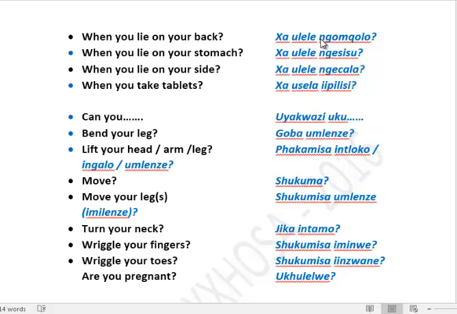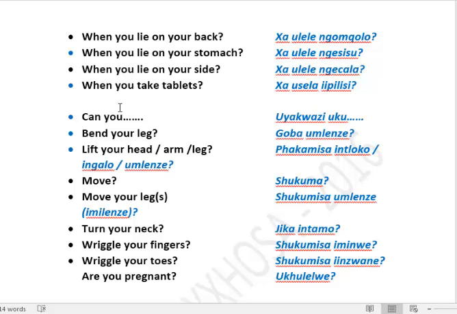Xa ulele ngomqolo, when you are lying on your back. You will be given a video which detailed the parts of the body, and there you will see umqolo being the spine. So xa ulele ngomqolo, when you're lying on your back, on your spine. Xa ulele ngesisu, isisu is the stomach. Xa ulele ngecala, when lying on your side. Xa usela iipilisi, when taking tablets.